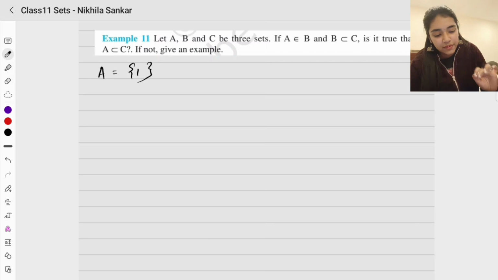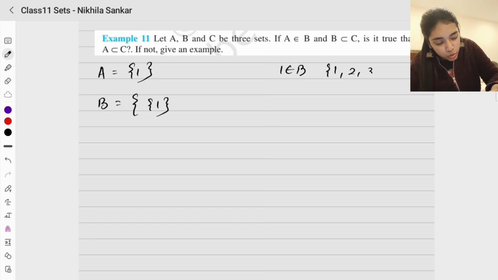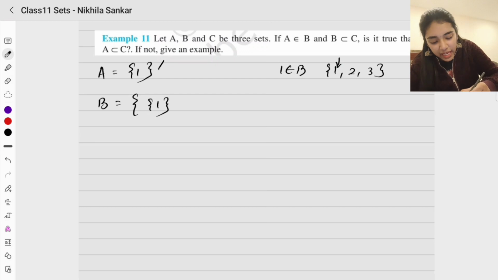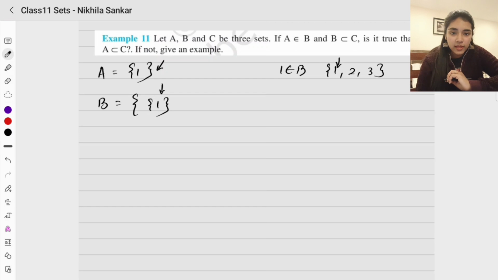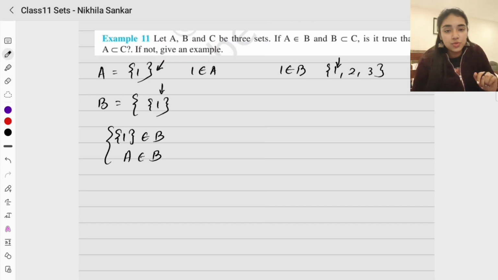The element 1. If A belongs to B, B is a set of all elements including A. A belongs to B. Now if 1 belongs to B, how do we write it? We'll have 1, 2, 3, which means 1 is an element in B. So when A belongs to B, what is my A? 1 inside curly brackets is an element which belongs to B. Please pay attention. A equals 1, so 1 belongs to A. But in this case, when A belongs to B, it means 1 inside curly brackets belongs to B. So A belongs to B.